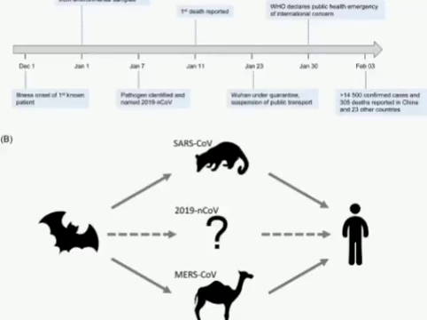Where did it come from? Coronaviruses are zoonotic, meaning that they can be transmitted to people from animals. SARS-CoV-2 originally came from bats, possibly via intermediate animals.